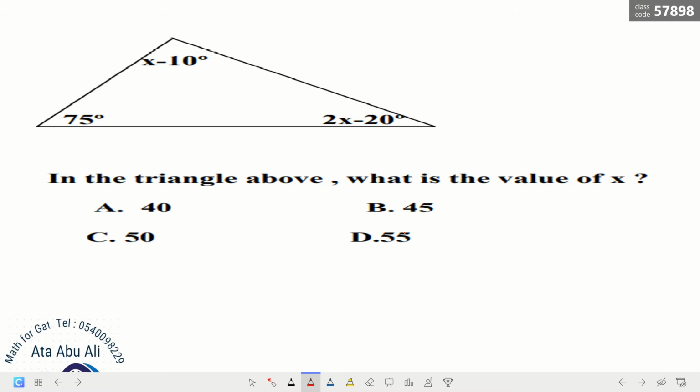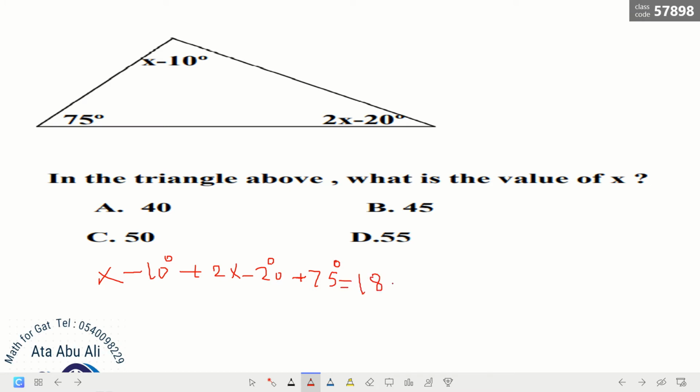Now this is the same but with different angles. I have to add all of them. Now I have to add x minus 10 degrees plus 2x minus 20 degrees plus 75 degrees. All of this has to be 180, the sum of the three angles.